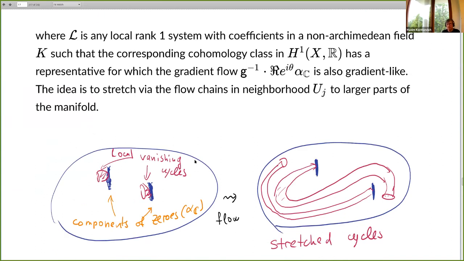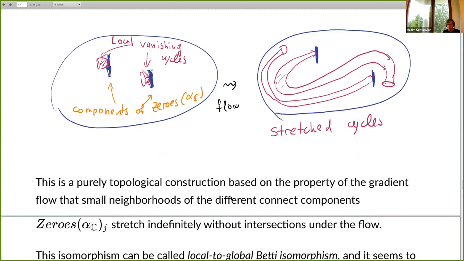So the idea is to stretch with the flow my vanishing cycles, and to get something which in the limit will be actual cycles. We have local vanishing cycles. It's some kind of chain with a boundary nearby, near each component of zeros of certain dimension. And when you stretch the flows, they become very long, but still disjoint, because by my conditions there are no gradient lines connecting them. They will be absolutely disjoint. And then the boundaries will tend to zero, because if I put my local system, I'll get something like an exponentially small contribution for the boundary. And then the limit will be literally zero. So this is a purely topological construction based on the property of gradient lines in small neighborhoods.